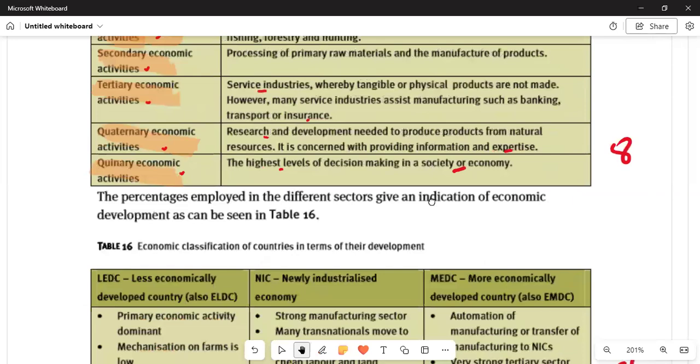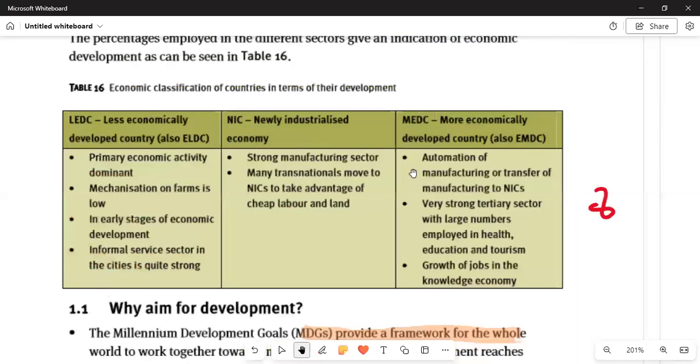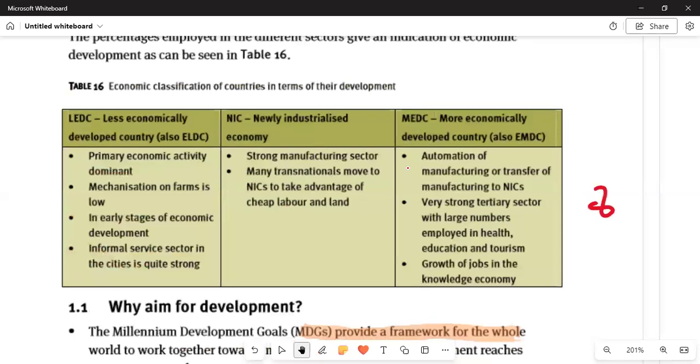And then let us also understand here, we are to look at the economic classification of the countries. So remember that we've got the less economically developed country, which is called the LEDC. So we are saying these are countries such as Zimbabwe and then Lesotho. So we are saying they are less in terms of the development. And then we've got the NIC, the newly industrialized economy. And then we have also the MEDC, the more economically developed country.